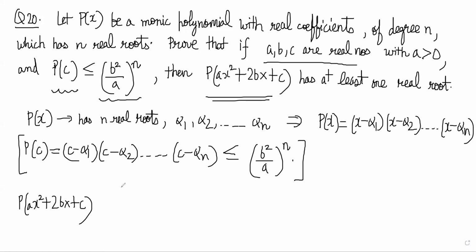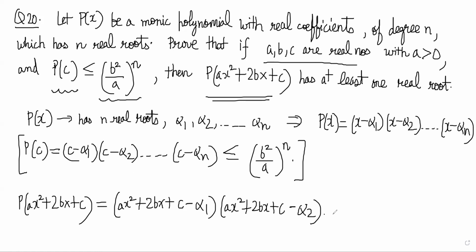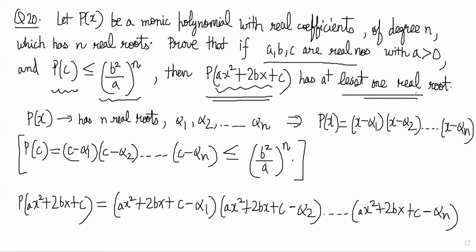P of ax square plus 2bx plus c would be ax square plus 2bx plus c minus alpha 1, and similarly, ax square plus 2bx plus c minus alpha 2, and so on till ax square plus 2bx plus c minus alpha n. That is the value of this expression. Now, what we have to show is that p of ax square plus 2bx plus c has at least one real root. We have to prove that.